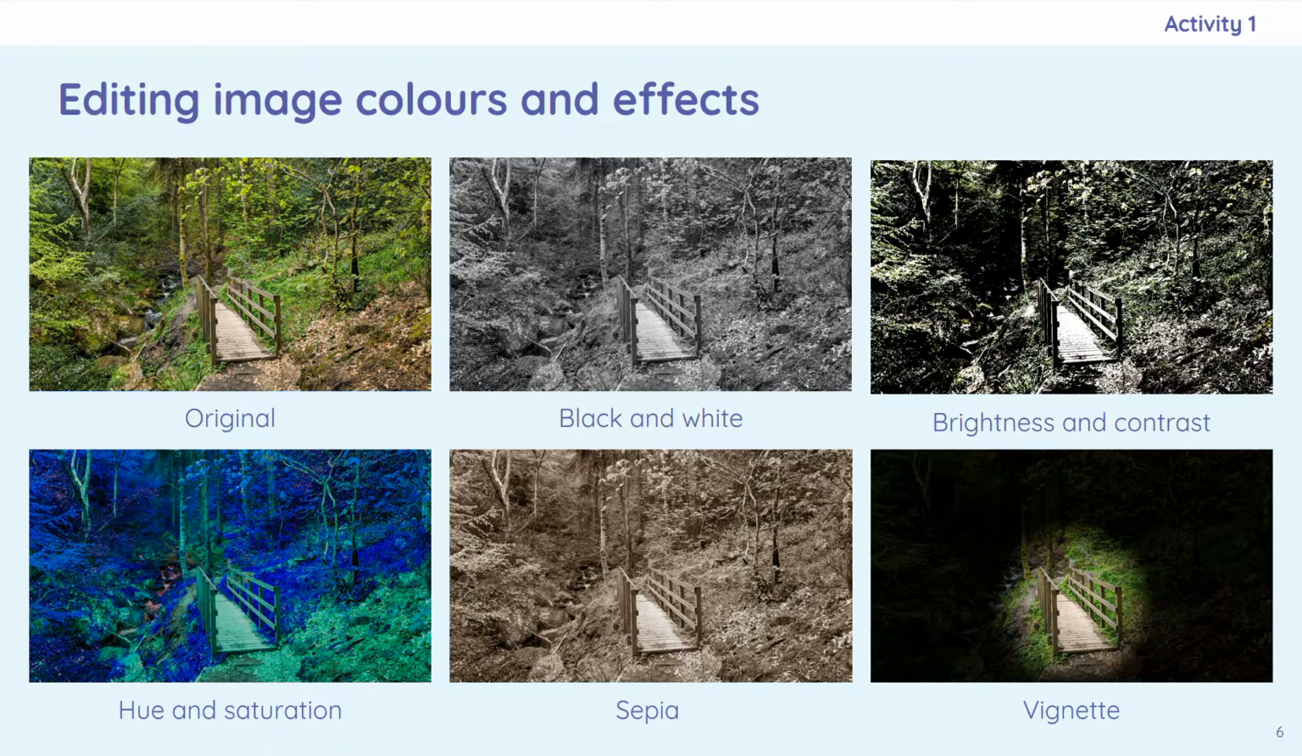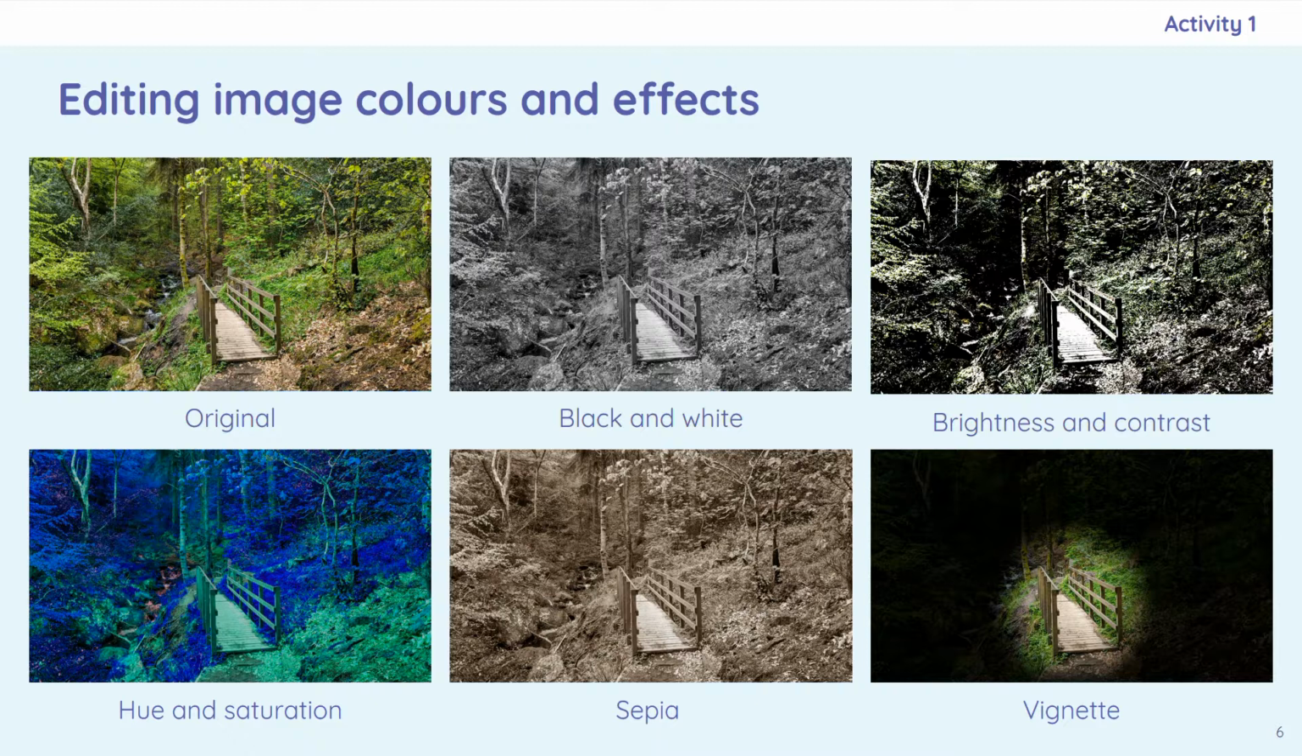So on the screen now you can see 6 different images. They are the same image but they've been edited. They've been edited according to their colour and different effects. So the top left hand corner is the original image. So you can see the bridge in the forest. The second image has been changed to black and white. This image here has had the brightness and the contrast effect changed.